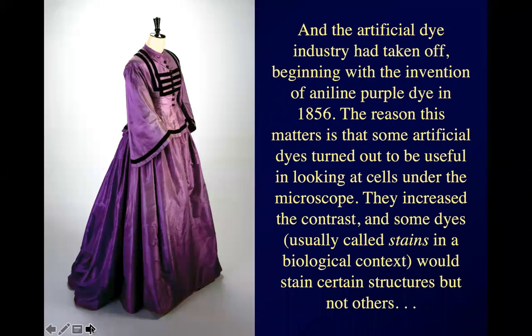So by the 1870s, there's a big artificial dye industry. We're all used to being able to go out and buy clothes inexpensively in any color we want. This only became possible with the invention of aniline purple dye. Before that, dyes were expensive and they were made from plants, and there was only a limited color selection available.